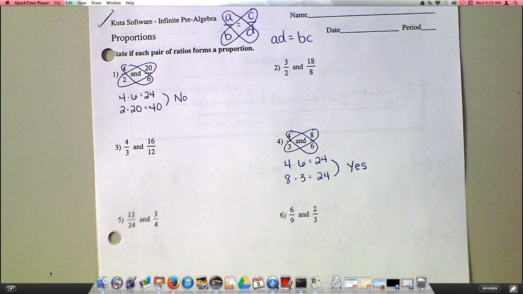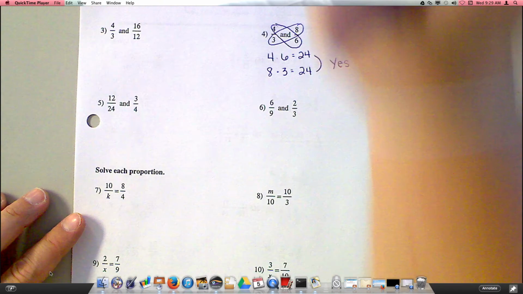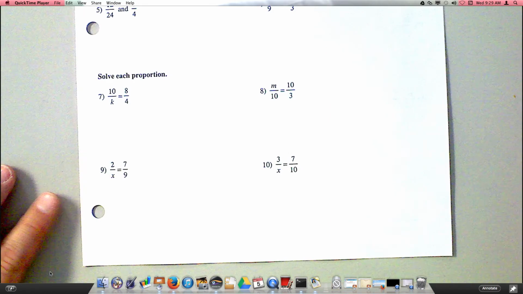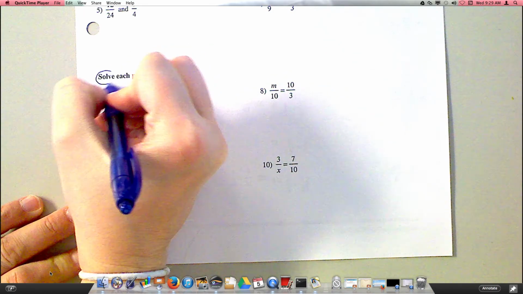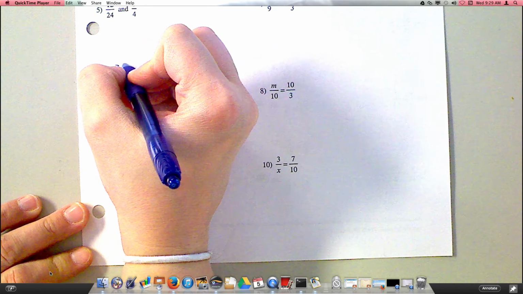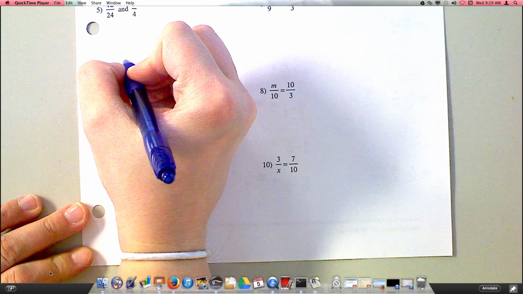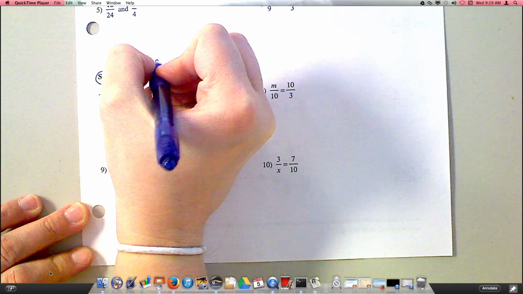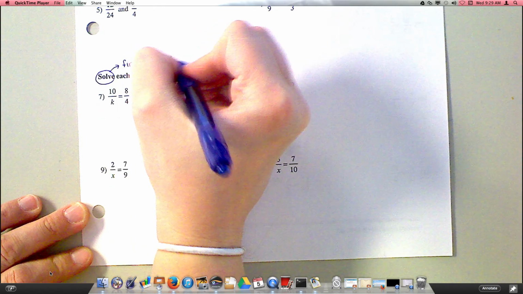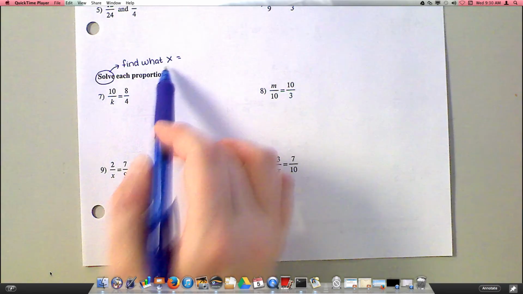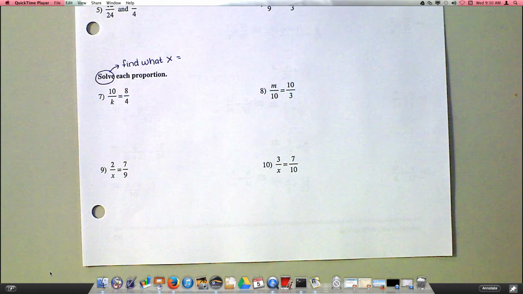So if you look down at like 7, 8, 9, and 10, these are asking you to solve. And anytime you see in the directions that you're being asked to solve something, that means I want to know what x equals. I got a question. Yep. Does it want us to make it a proportion? Yes. It's telling you that we want this to be a proportion, but I want to know what x would have to be, or k, or whatever the variable is.